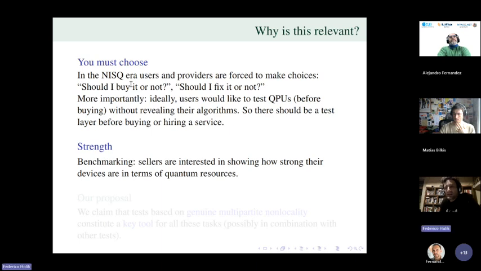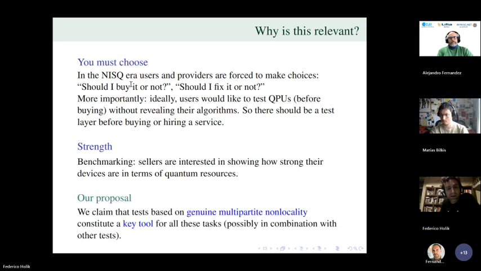And also, it is important to benchmark. There are two tools. Sellers, so this kind of tool, this non-locality benchmark, could also be interesting for sellers because they are interested in showing how strong their devices are in terms of quantum resource. So how much non-locality a given quantum processor is able to simulate. We claim that tests based on genuine multipartite non-locality constitute a key tool for all these tasks, possibly, of course, in combination with other tests. We are not claiming that this is the only test you should consider, but we think that it should be included among the technology standards.